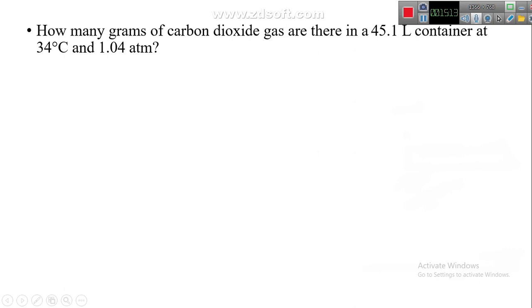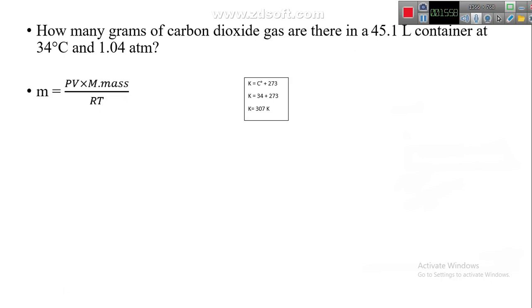the pressure 1.04 atm. Dear students, pay attention to this point. Here this is volume, this is temperature in Celsius degree. You must directly convert this Celsius degree to Kelvin temperature by using this relation: Kelvin temperature is equal to Celsius degree plus 273. 34 plus 273, the final answer is 307. This is the Kelvin temperature, 307 K, and K means Kelvin.